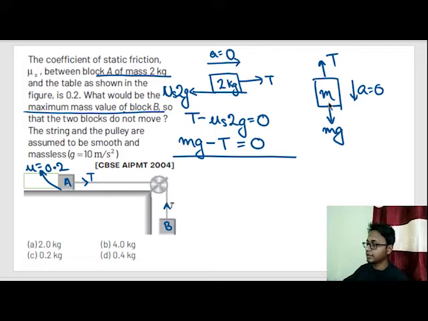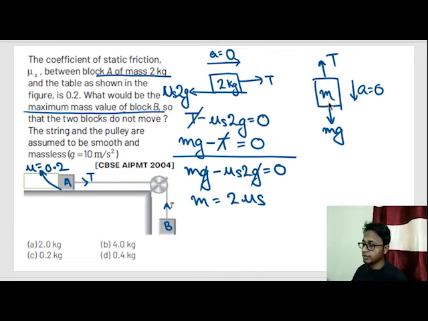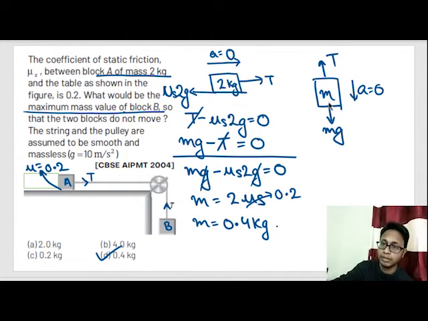Now when we add these two equations, mg minus mu s into 2g equals 0. g gets cancelled, or m equals 2 into mu s. What is the value of mu s? Mu s is 0.2, so the mass of block B, so that the block just starts to slip, equals 0.4. So the correct option is option D.